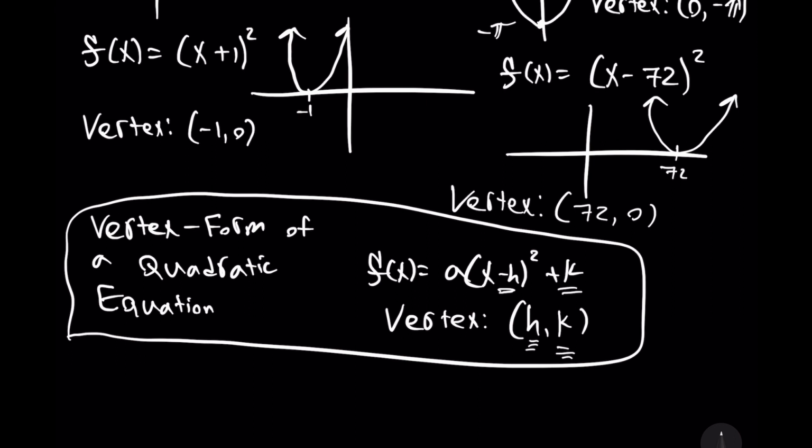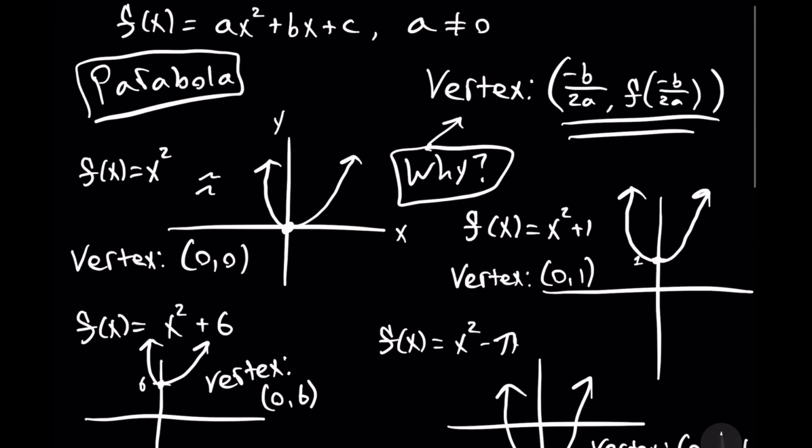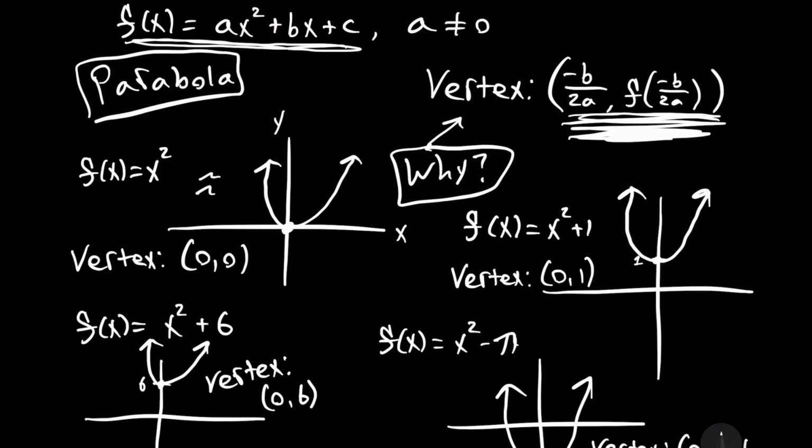That models it perfectly. But we can use that information to derive the fact that if we have a function in the standard form of a quadratic equation, the vertex must be this. It must have it that the x-coordinate is located at negative b over 2a.